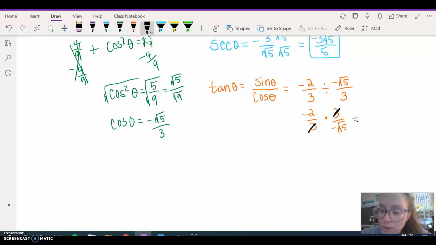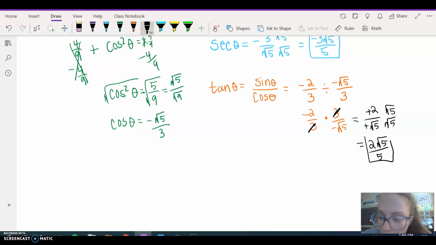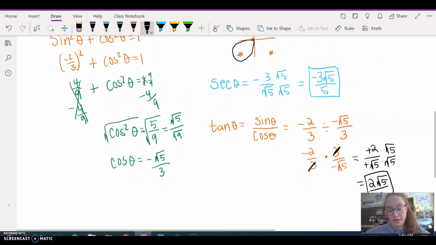Okay, so negative 2 over negative root 5. Well, negative divided by negative makes a positive, and then I have to get rid of the radical in the denominator. So the final answer is 2 root 5 over 5. And that is how you use the Pythagorean identities to find the other trig functions based on the information. Again, we could have easily done this as a triangle, but this is another way to do it.